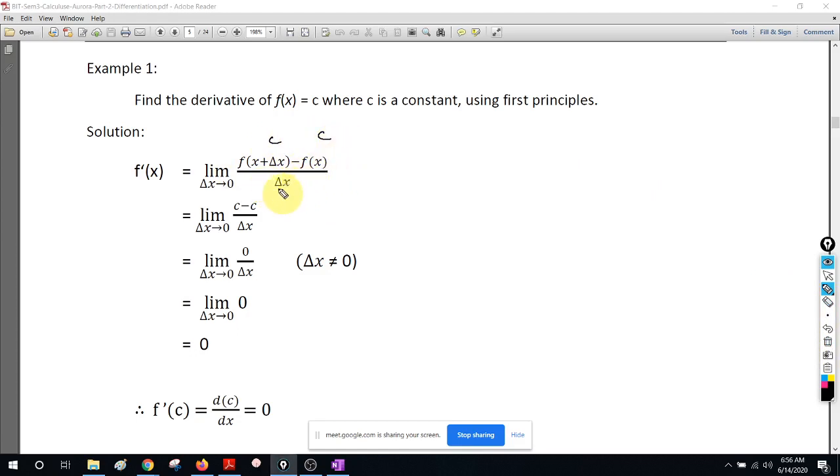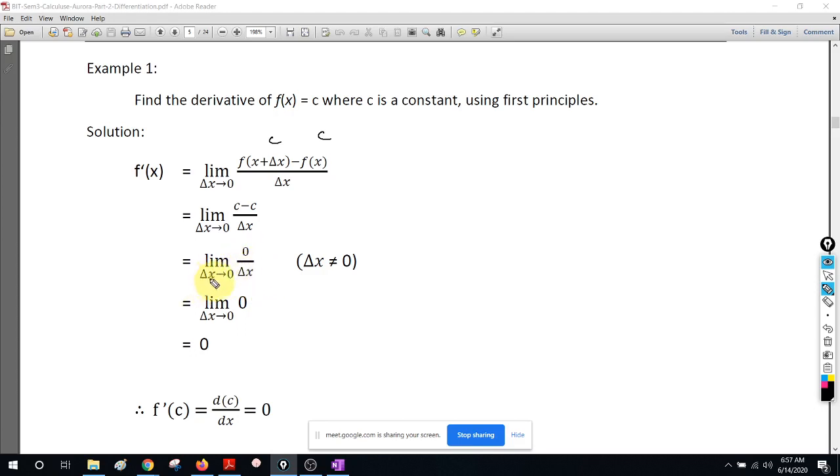Now we want to divide it by delta x. In that case, c minus c divided by delta x. Of course, we are in a limit. We want to make delta x closer and closer to 0 later. Now, c has nothing to do with delta x. Therefore c minus c is 0. It's 0 divided by delta x.